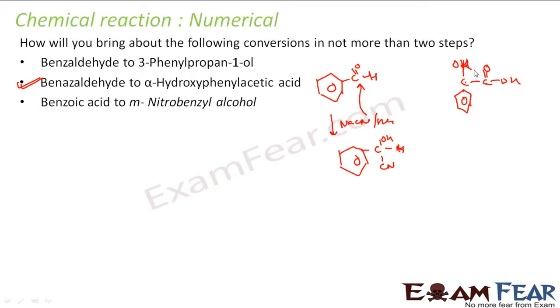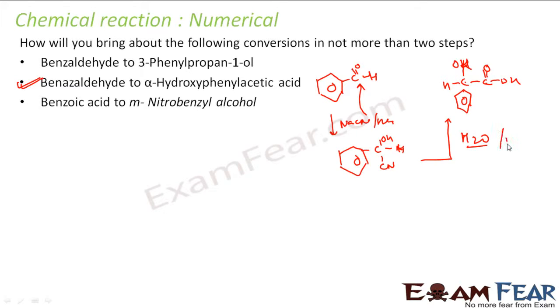Now I have to create this. What I can do here is, yeah, this is fine. Maybe there will be hydrogen here also, this is fine. Only CN I have to convert into COOH. So I can do an oxidation. Or let me do water only. Let me add water to it.